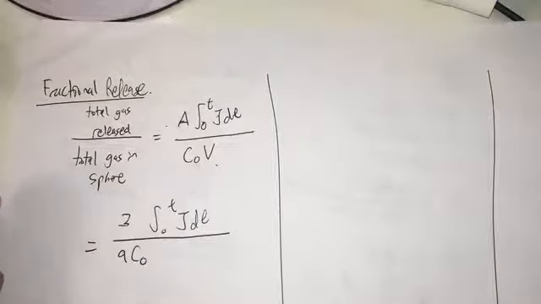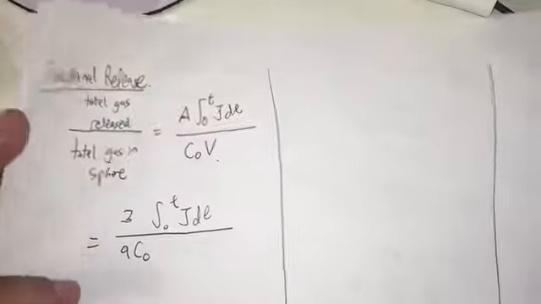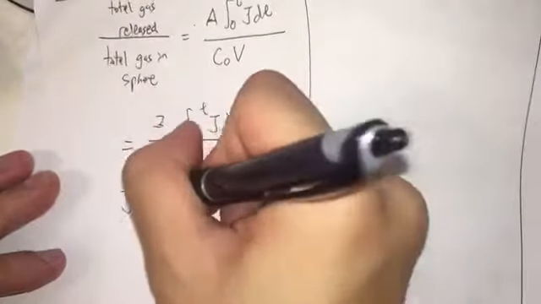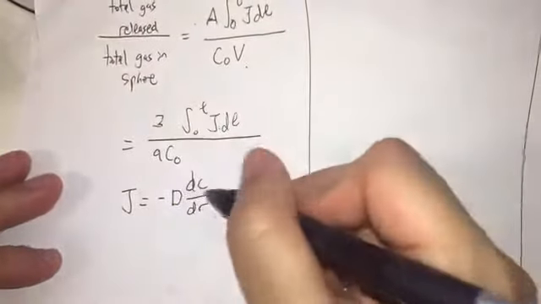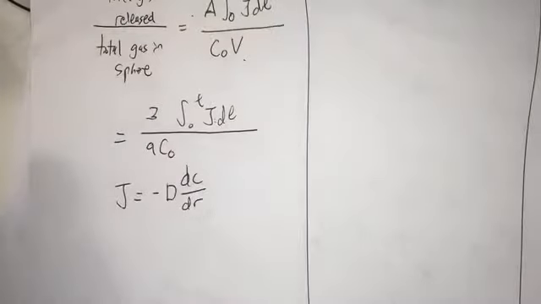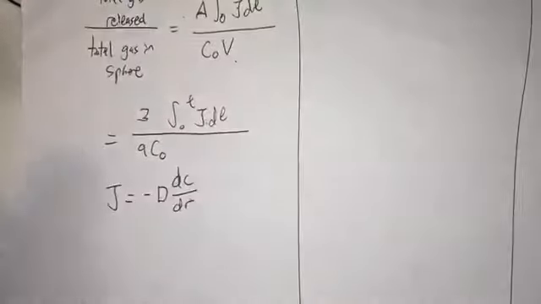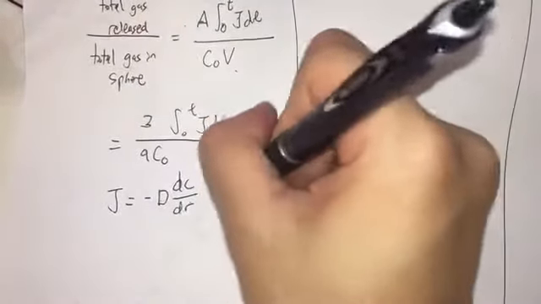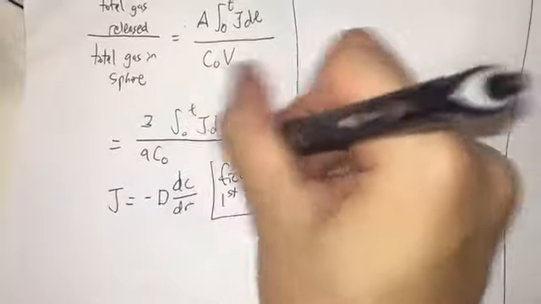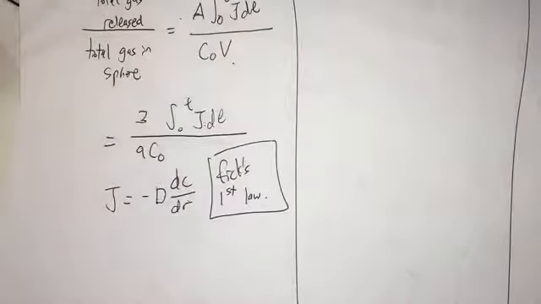Okay, so how do we calculate flux based on the fractional release? How do we calculate this J? J equals minus D dC/dr. So this is the concentration gradient times the diffusion coefficient. This is Fick's first law. Simply that the flux is related to the diffusion coefficient times the concentration gradient.